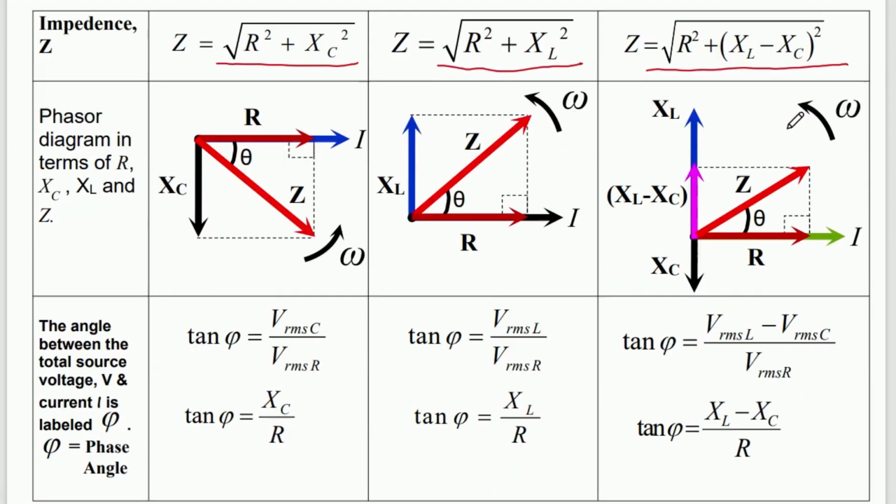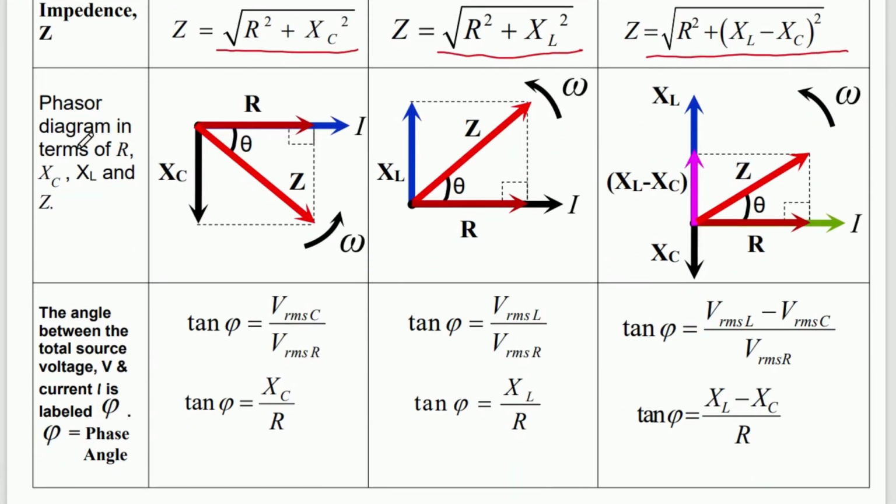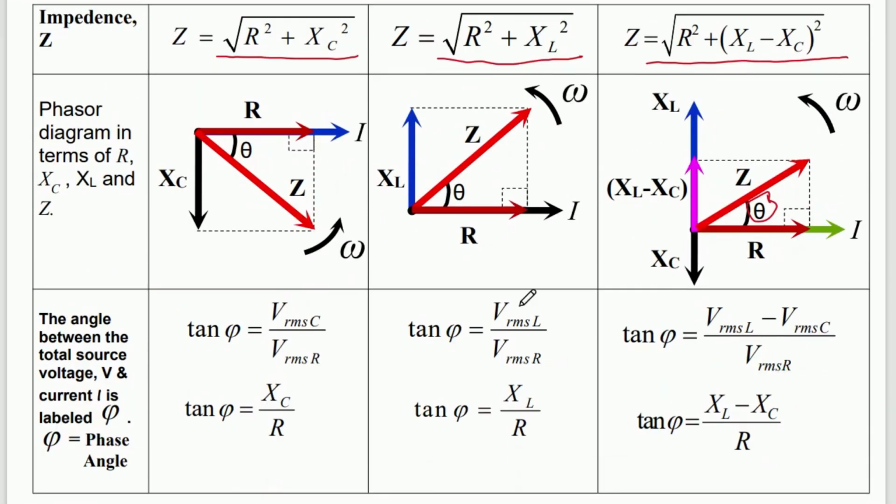If they ask you to draw a phasor diagram in terms of the impedance, this will be the phasor diagram, with R, Z, XL and XC. XL is larger than XC, so the total will be above the positive axis. This will be theta. The angle between the total source voltage V and the current I is the phase angle, theta.